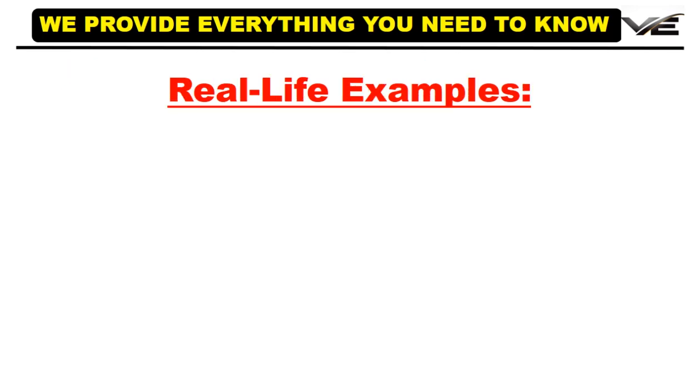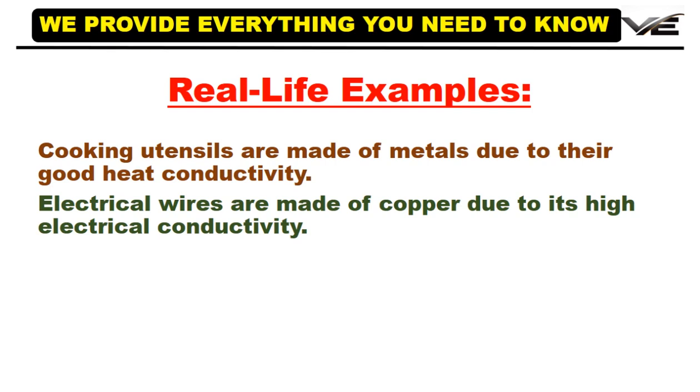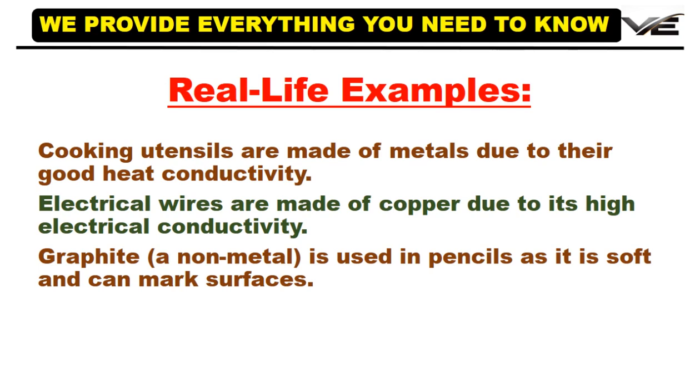Here are some real-life examples. Cooking utensils are made of metals due to their good heat conductivity. Electrical wires are made of copper due to its high electrical conductivity. Graphite, a nonmetal, is used in pencils as it is soft and can mark surfaces.